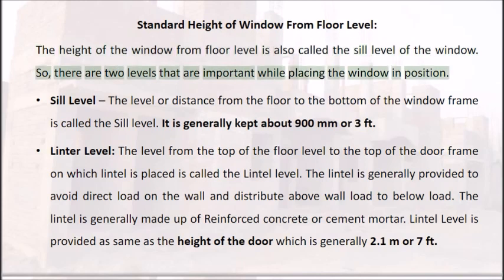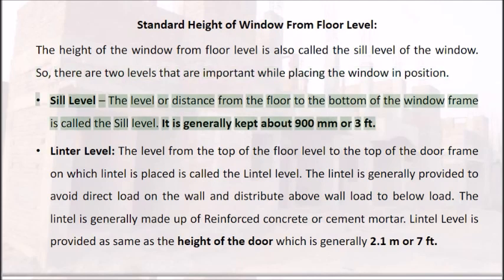So, there are two levels that are important while placing the window in position. Sill level. The level or distance from the floor to the bottom of the window frame is called the sill level. It is generally kept about 900 mm or 3 feet.